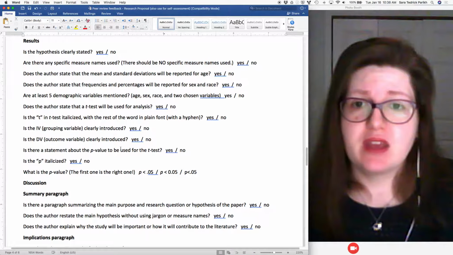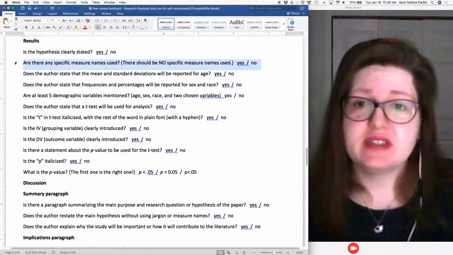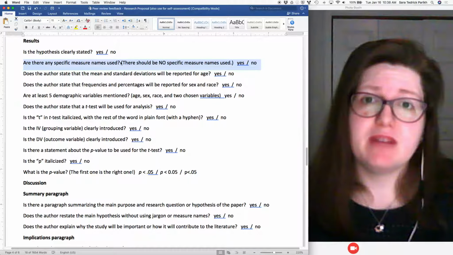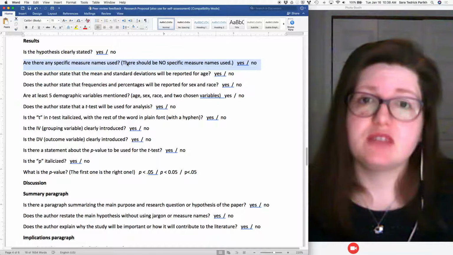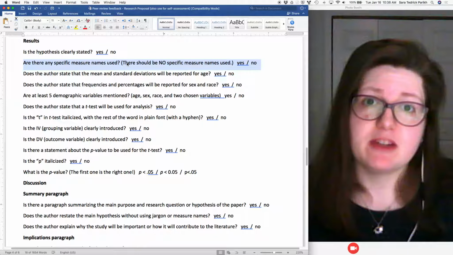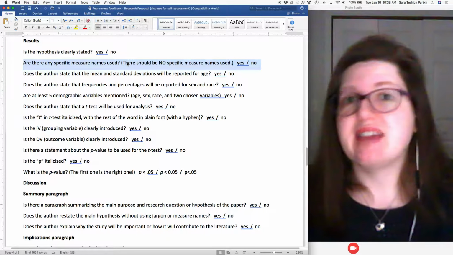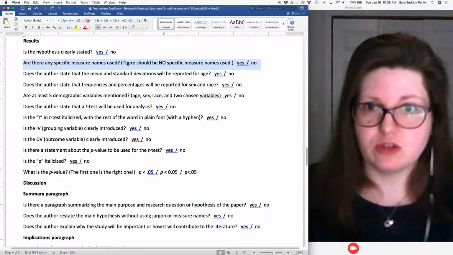Results section. Do you clearly state the hypothesis? And then it says, are there any specific measure names used? But this is a case where you should not be using specific measure names. So remember, instead of saying the Wechsler Adult Intelligence Scale, you should say intelligence, because you're trying to be broad and approachable here.